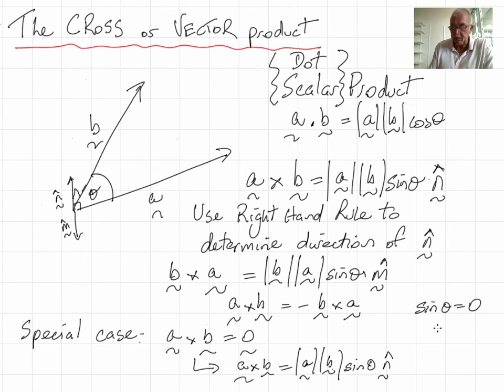If sine of theta is equal to 0, we go back to our unit circle. What angle has a sine of 0? Theta must be equal to 0. So therefore the angle between the two vectors is 0 degrees. What does that mean? That means that vector A must be parallel to vector B. So if the cross product is equal to 0, then the two vectors must be parallel to each other.